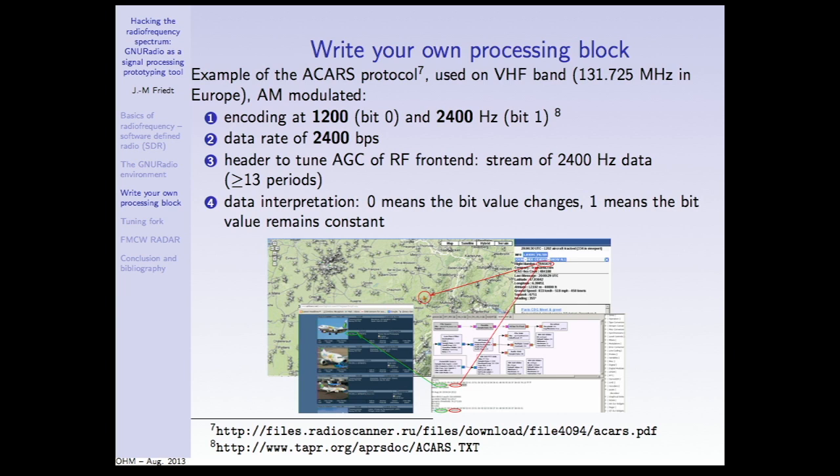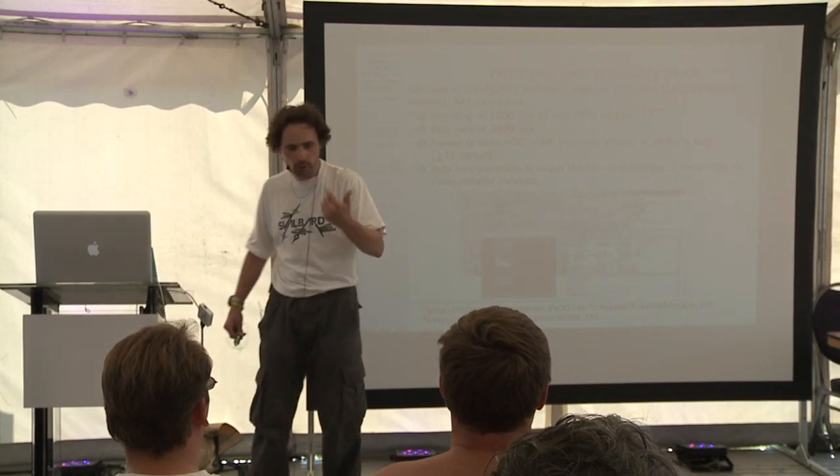Then you know that you have a header, which is used to tune the automatic gain control of the front end, and then once you have your bits, you learn that a bit zero means that the bit value is unchanged, and a bit of one means that the bit value is changed. And if someone can explain to me why people are using this funny way of encoding, I would be really interested, because I don't understand it. So they don't encode the bit value, but they encode the bit change value.